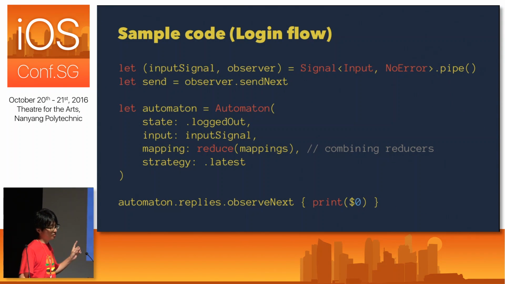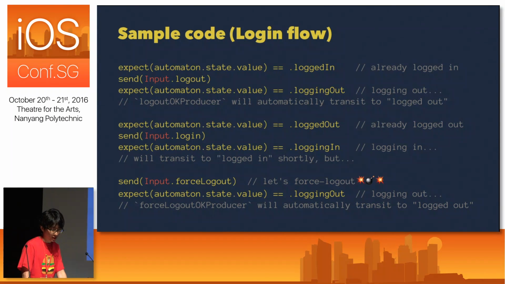And then we use the mapping function, the mapping instance that I just talked about, to initialize the automaton like this one. And we can now observe its transition success or failure by checking its reprise signal. And now let's test this code. First, we are in a logged-in state, and we send the logout message input. And the state will transit to the logging out state.